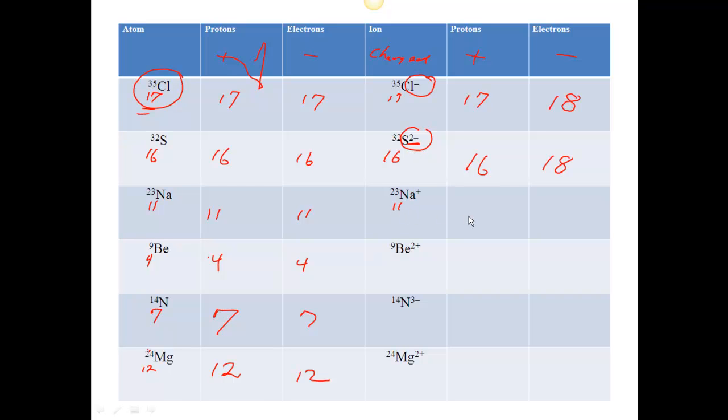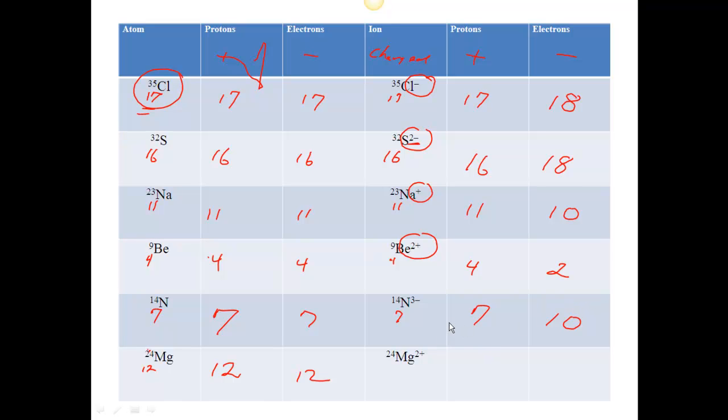Sodium is number 11 on the periodic table, which means it has to have 11 protons, but you'll notice up here it has a positive charge. Well, I can't change my number of protons, so the only thing I can do is take away an electron and make it go down to 10. Beryllium is number 4, so that means it has 4 protons, and it has a 2 positive charge. So that means we have 2 fewer electrons than we have protons, because we have to have 2 more positives than negatives. Nitrogen is number 7, so it has 7 protons, and in this case it has 3 more electrons because it has a 3 negative charge, so it has to have 10 electrons.